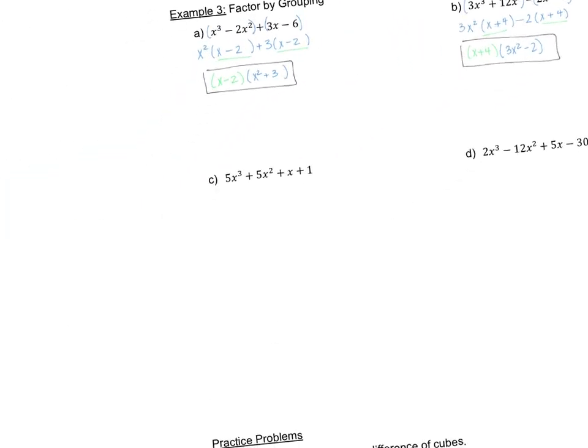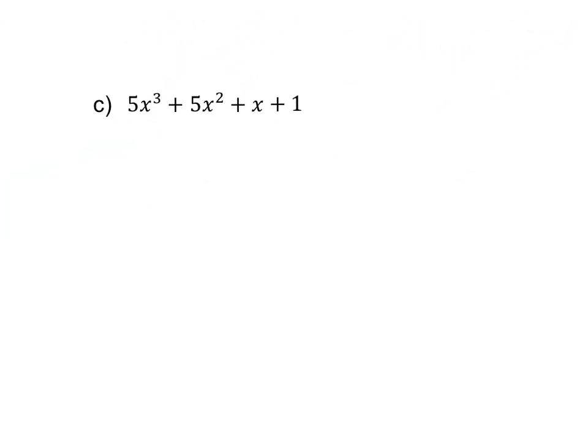All right, let's try out C here. So C here has all plus signs. This might make it a little bit easier. So let's put them in parentheses. They are already in highest power. Now this first one, they both have 5, so I can pull out a 5. They both have x's, and the lowest amount that I can pull out is x squared.